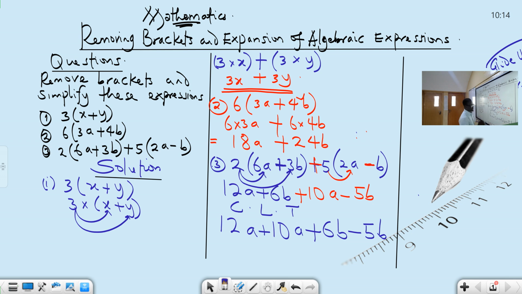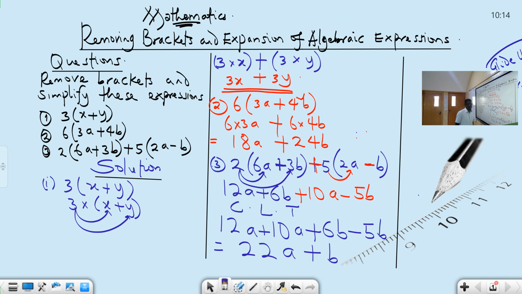12a plus 10a is like saying 12 oranges plus another 10 oranges. Altogether, that gives you 22 oranges. So 22a plus 6b minus 5b. 6 minus 5 is 1. So that is just 1b.